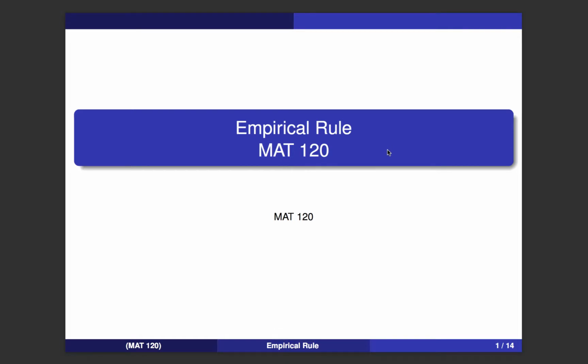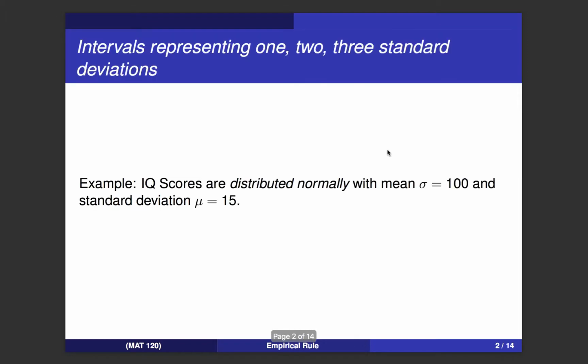We'll continue our discussion of variation. We'll look at the empirical rule and intervals representing 1, 2, and 3 standard deviations of the mean. Here's an example, and we're looking at a population here, where the standard deviation is sigma is 15 and mu is 100.